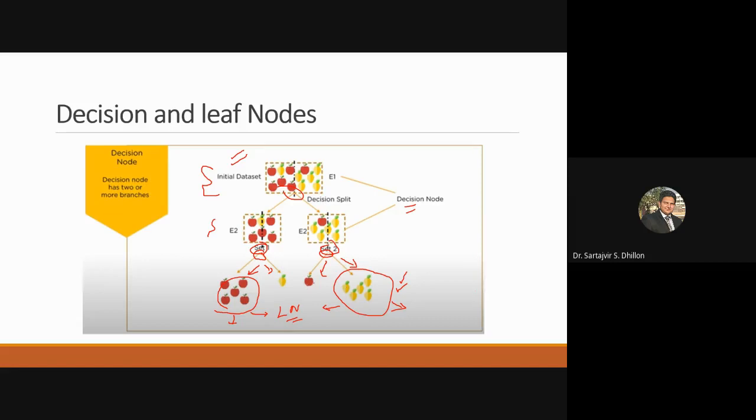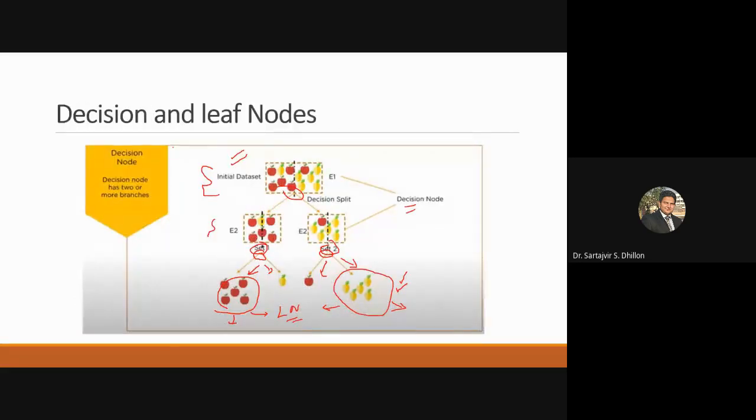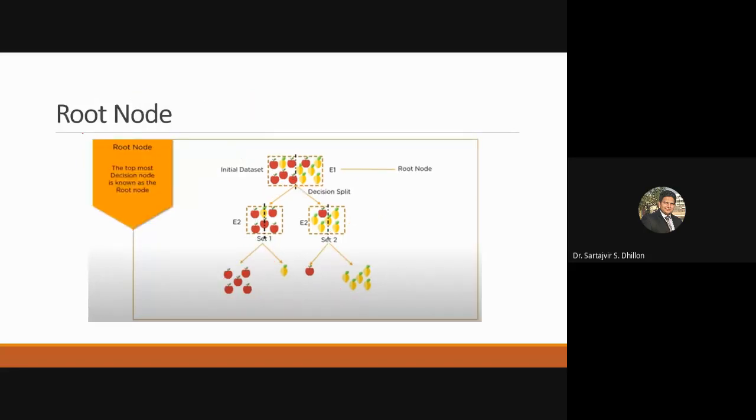So hopefully you are all able to understand this concept: what is entropy, what is information gain, and what are the decision nodes and the leaf nodes. And there is one last important term related to the random forest, which is called the root node. Here this one is a decision node, this one is a decision node, and this one is a leaf node.